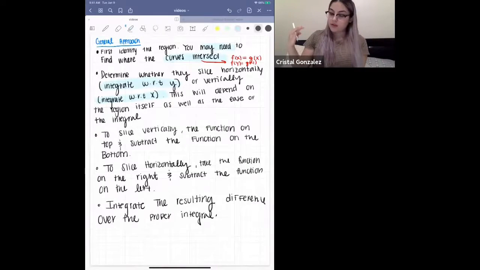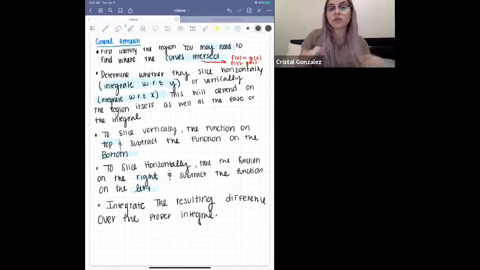Okay. And here again, I just rewrote what we wrote earlier. To slice vertically, you are going to do the top function and subtract the function on the bottom. To slice horizontally, you will do right minus the left. And then you're going to integrate the difference of those functions and evaluate them at your new A and your B values, okay? And so I'm going to go ahead and stop this video here.